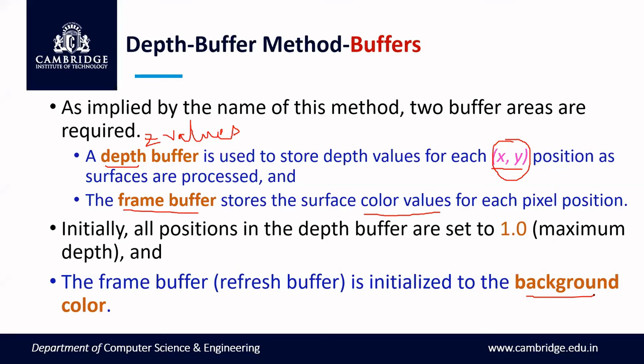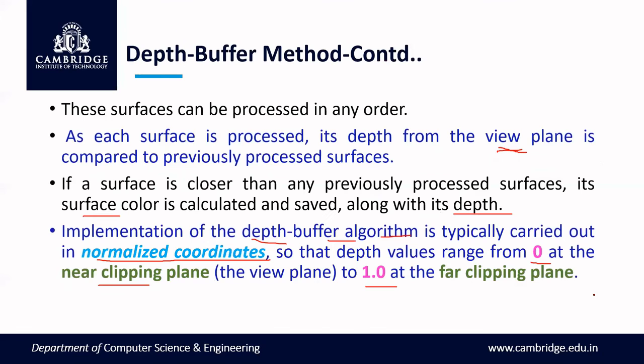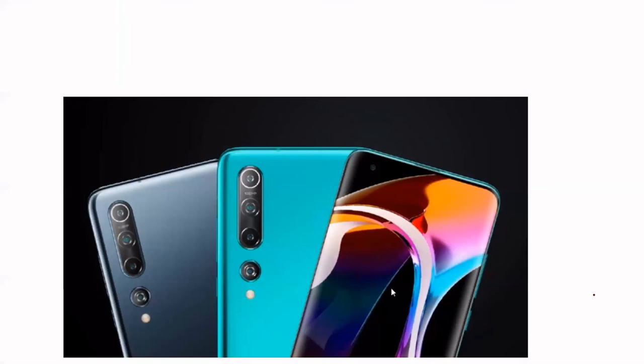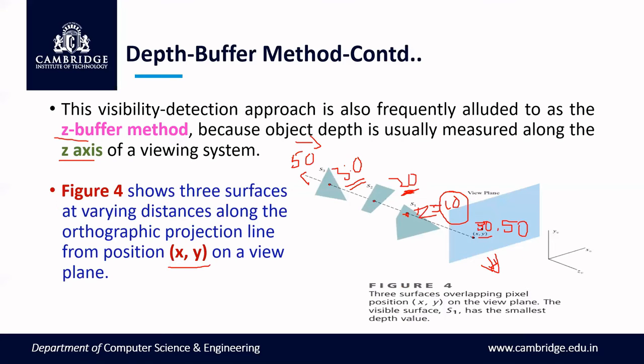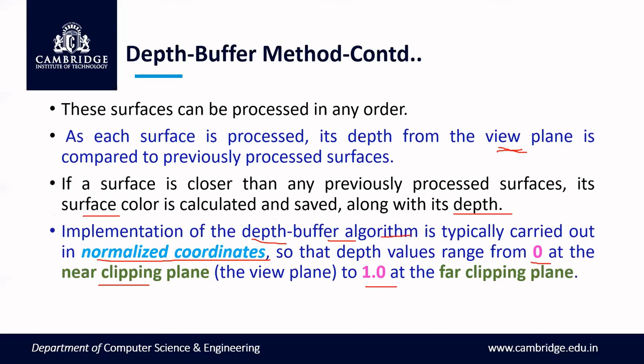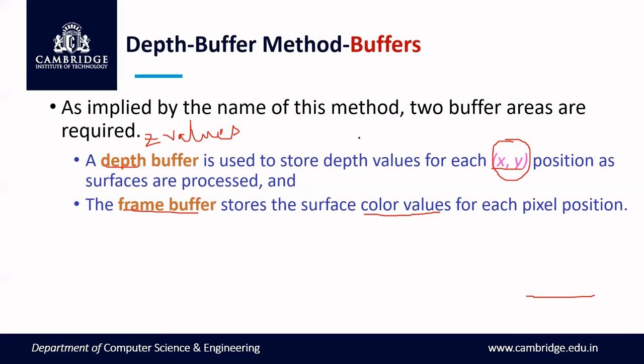In my earlier example, I had taken it as 50, but here they are taking it as 1.0 because they are executing this in the normalized coordinate system. That's why they have taken it as 1.0 and keep comparing with that, because the maximum itself is 1.0 in my normalized coordinate system.